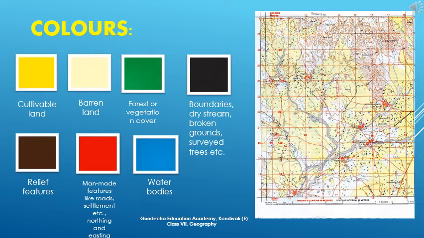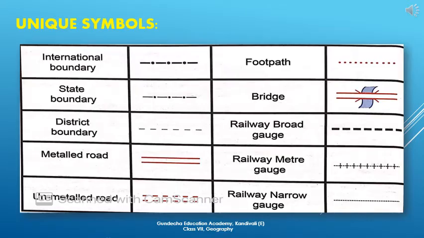Now please observe all the signs and symbols carefully in this given picture. You can see international boundary, which is present between two countries. Then state boundary, which borders between two states. And district boundary is between two districts.